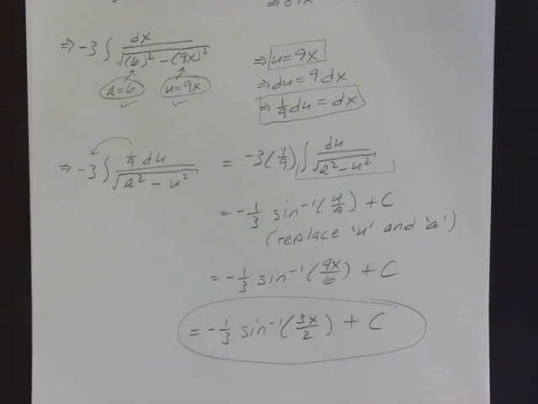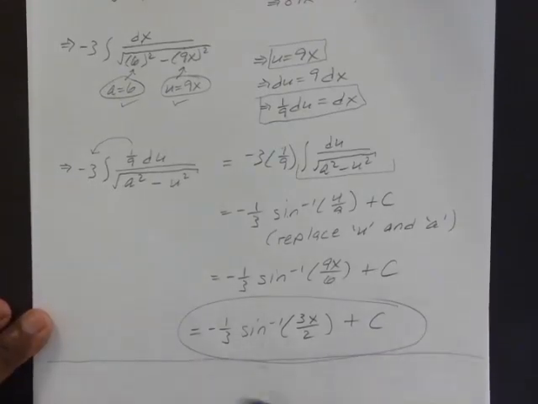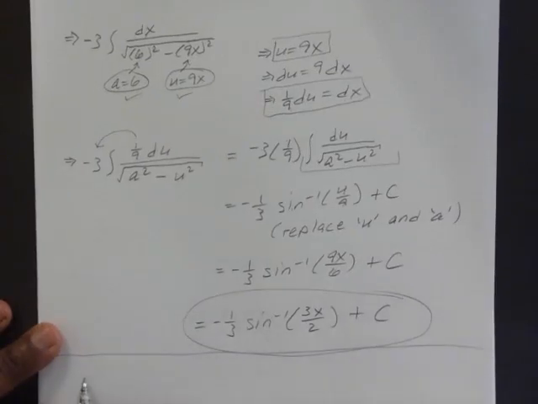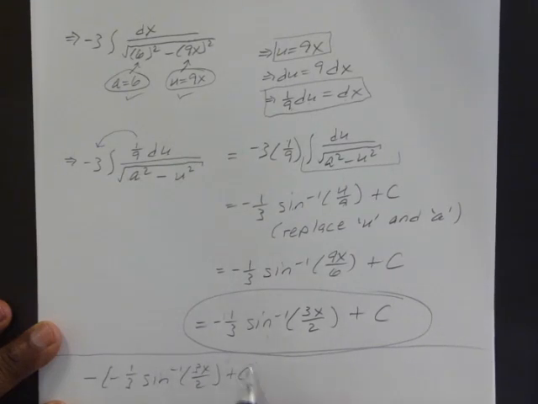All right, so any questions on that one? Okay, now the thing is, like I said, I would put it in as this one, but you could also see the answer as the negative of -1/3 of sine inverse, which would be cosine. So that would just be 1/3 cosine inverse of 3x over 2 plus c.